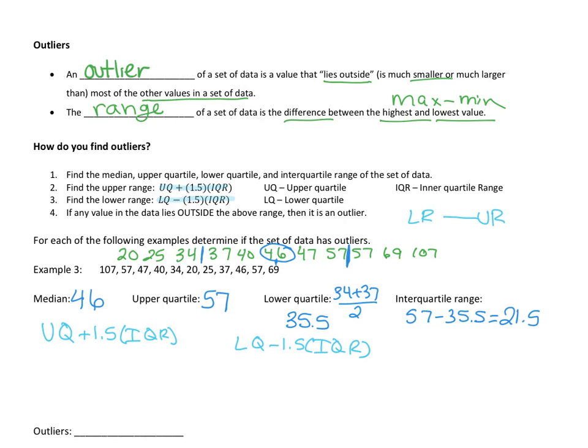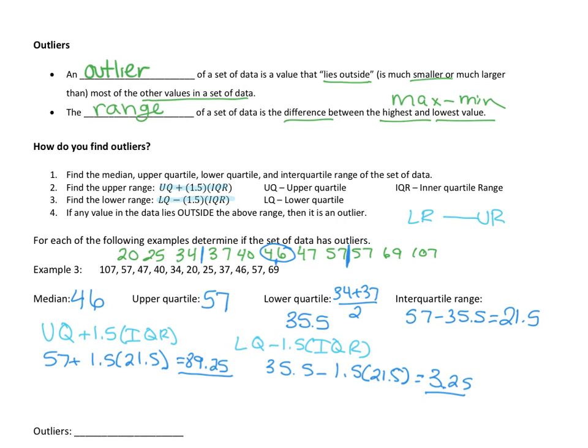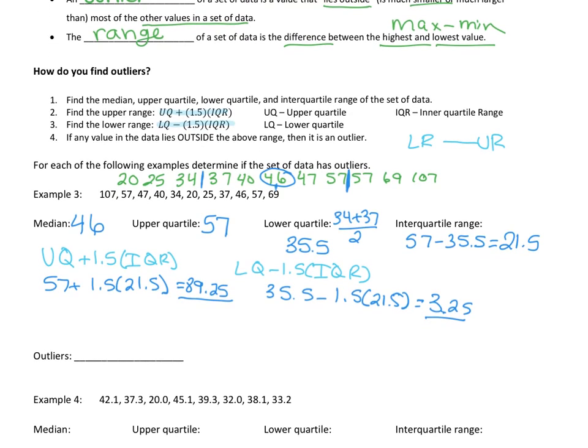So my upper quartile was 57, so 57 plus 1.5 times 21.5. And I'm going to get 89.25. I'm going to do the same thing for my lower quartile, so 35.5 minus 1.5 times 21.5. And I'm going to get 3.25. So now my range, the biggest any number can be without being an outlier is 89.25, and the smallest it can be is 3.25. So when I look at my set of data, any number that lies outside of that range is going to be an outlier. So in this case, my outlier is the 107.